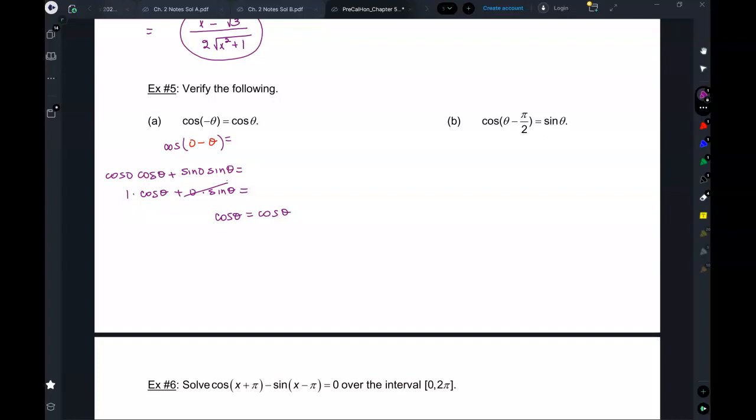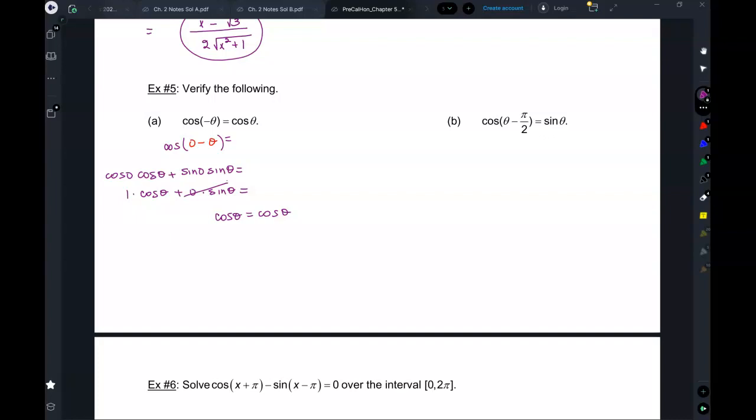Well, then it won't be negative theta, right? The reason why we did 0 minus theta is so it gave us negative theta. 0 minus any other number, it'll be cosine of that other number. Okay. So what about this one? This is another identity, right? Well, this is the negative of the identity, but we're going to prove it.